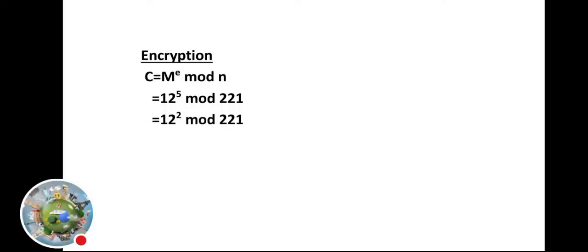Now use the encryption formula. C equals to M to the power of E mod N. Here M is 12, power of 5, mod N equals to 221. Now I am finding 12 to the power of 2 mod 221. So 12 to the power of 2 means 144. It is less than the N value. So the answer will be 144 only, because for a number which is less than N, the result will be the same.